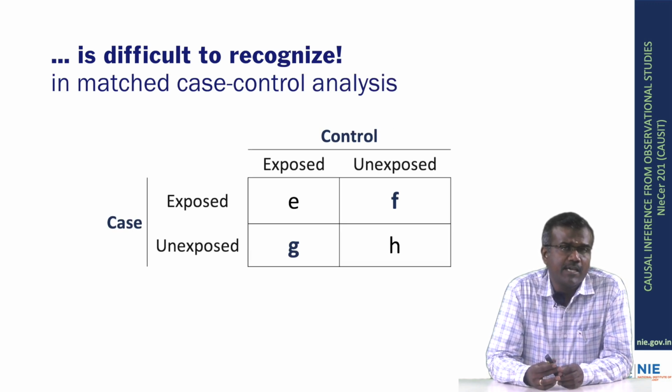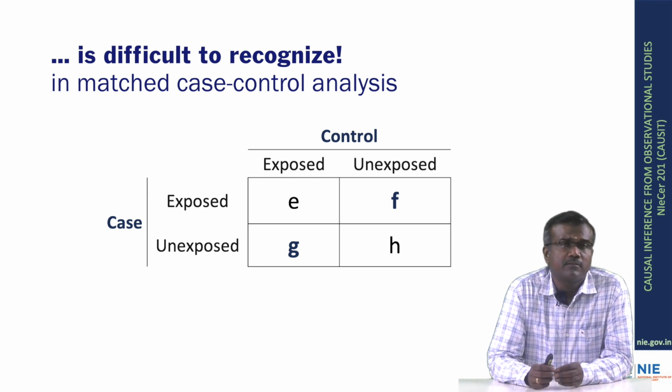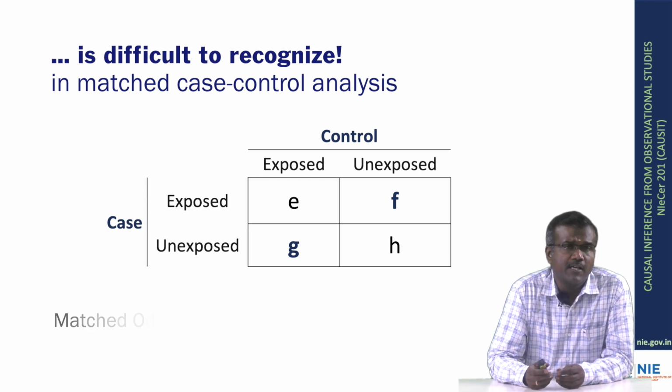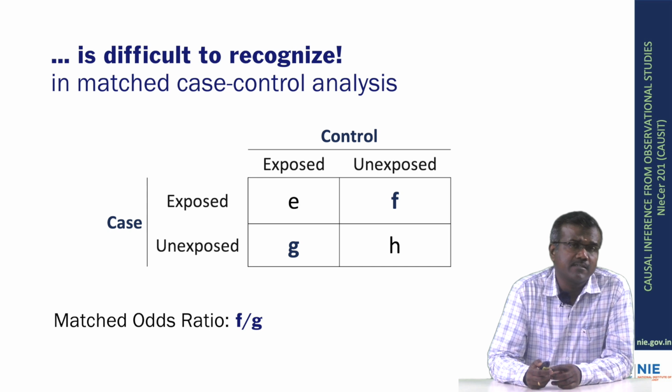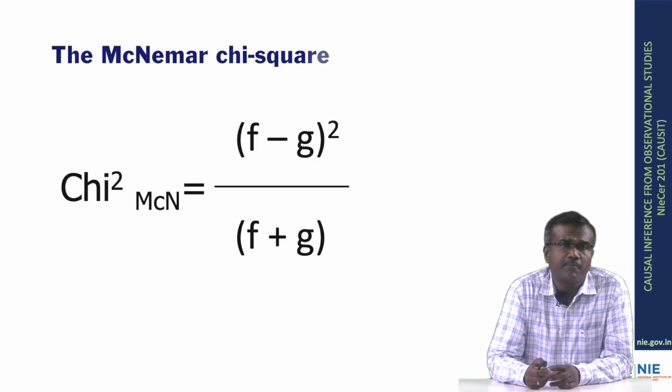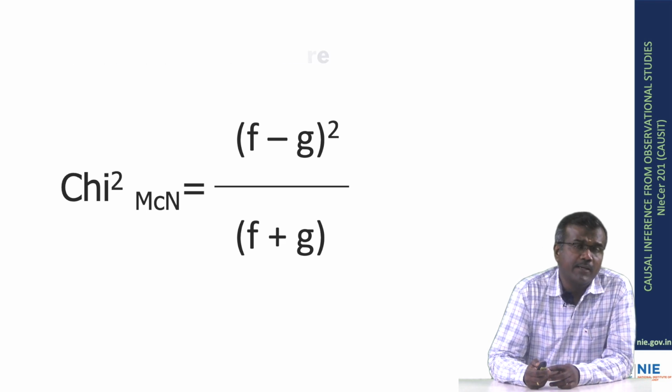On the left hand side, you see cases, on the top you see controls. The cells are E, F, G and H. The F cell refers to the pairs in which the case is exposed, control unexposed. The cell G refers to cases unexposed but controls exposed, referring to the discordant pairs of different exposures in case and controls. Therefore, the odds ratio in a matched case control study is F by G, or in other words, what we already said: the number of discordant pairs in which cases are exposed and controls unexposed, divided by cases unexposed but controls exposed as the denominator. This is guided by the statistical test using chi-square, the McNemar chi-square.